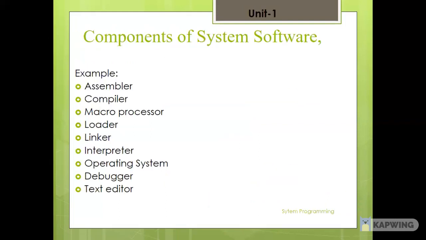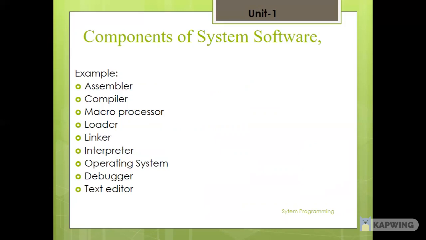Then, components of system software. System software consists of a set of programs that support the operation of the computer system, help the programmer simplify the programming process, and create the environment to run the application software efficiently. Examples of system software are text editor, compiler, linker, loader, debugger, assembler, and operating system. So software may consist of system software and application software.